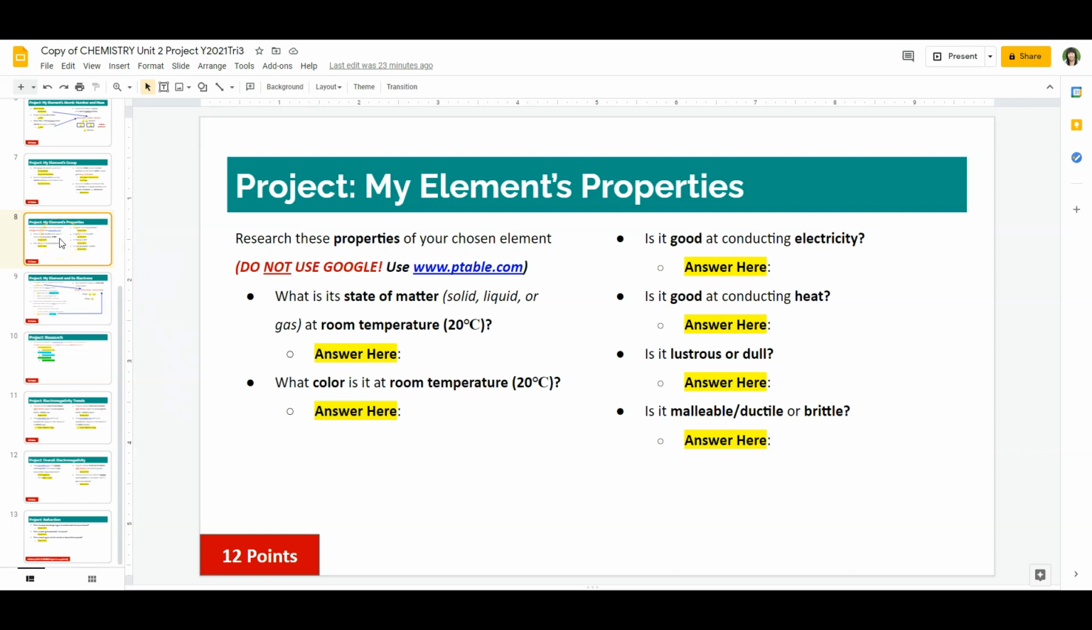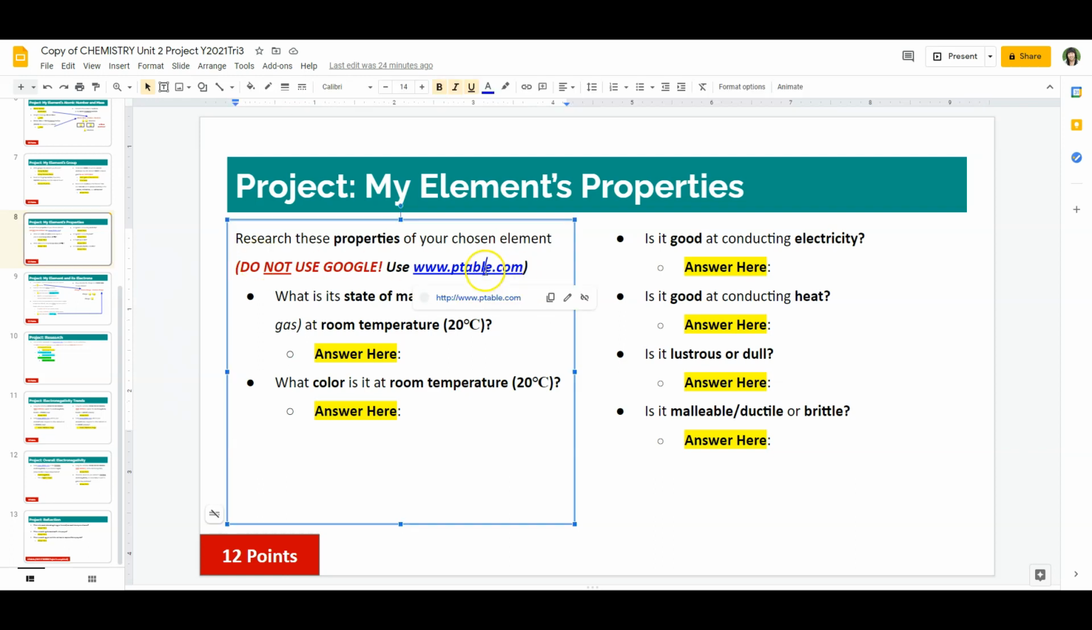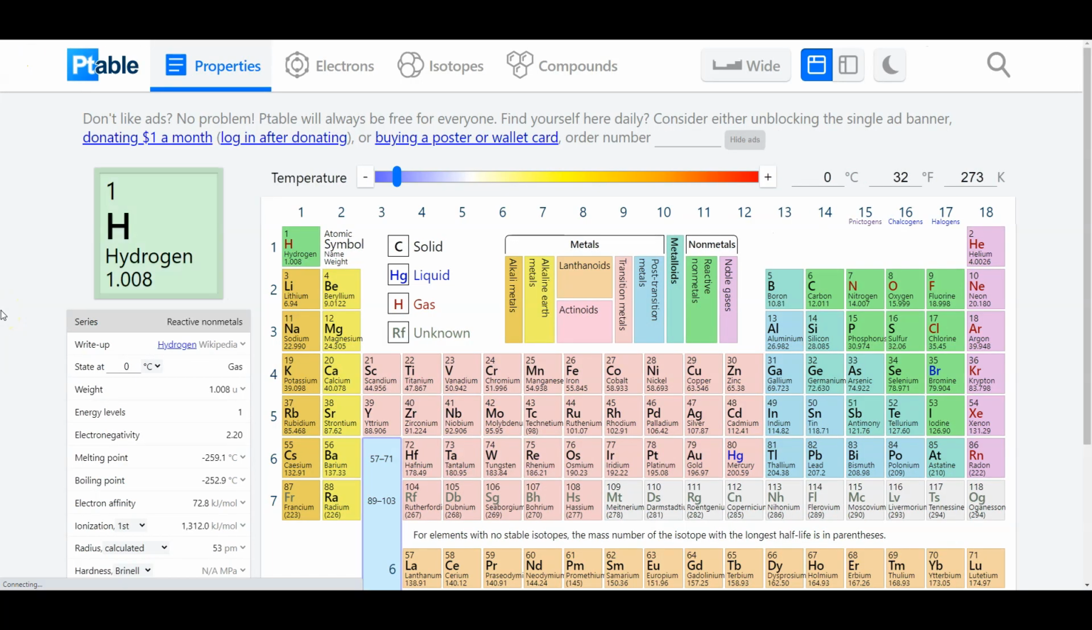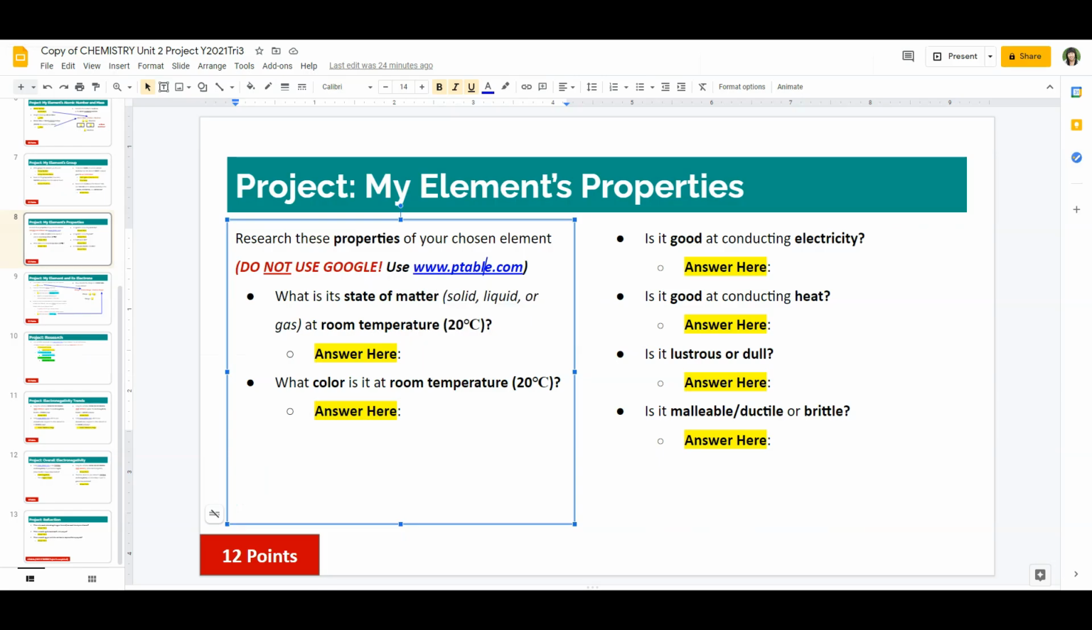So slide number 8, we're taking a look at the properties of your chosen element. Please do not use Google, you should use ptable.com. So I'll go ahead and click on this link. You'll see that the option to open that link pops up and you will see ptable.com in a new slide.